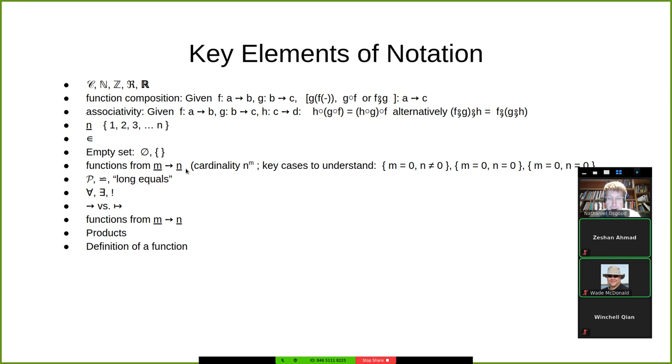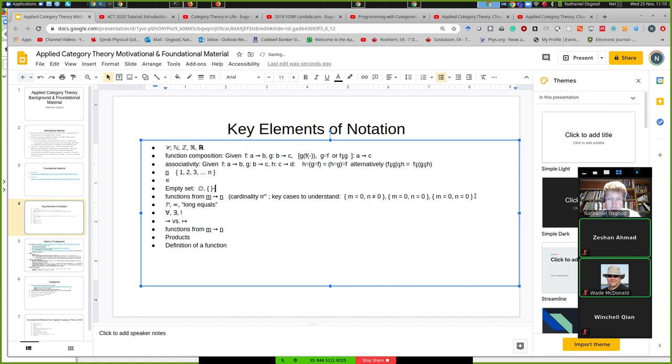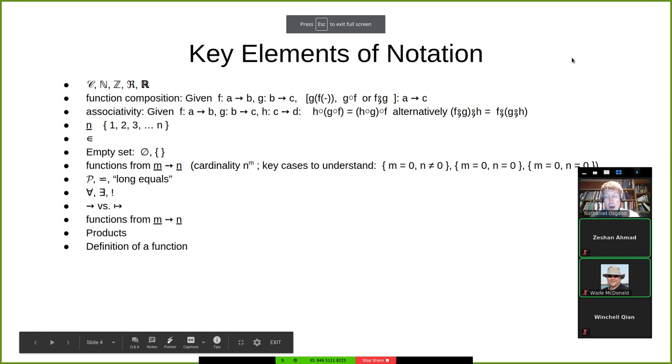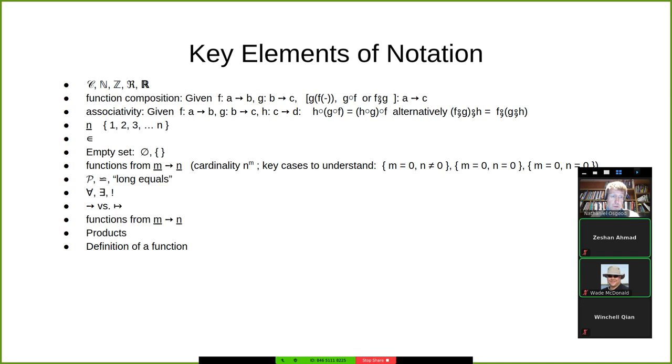Functions from M to N. A key point here, and there's a missing paren at the end of this. Functions from M to N are going to play a really big role in this discussion group and in the subsequent course. And partly it's because we'll be dealing with things in terms of the roles they play. We'll be avoiding looking inside of objects, avoiding looking inside of certain constructs, and instead we'll be focusing on the roles they play.